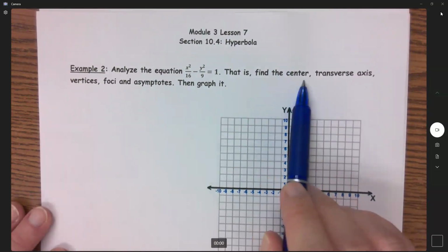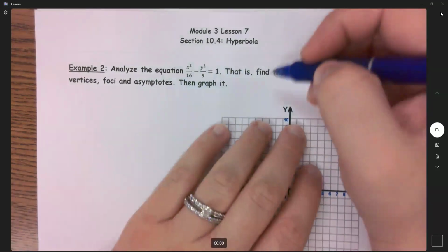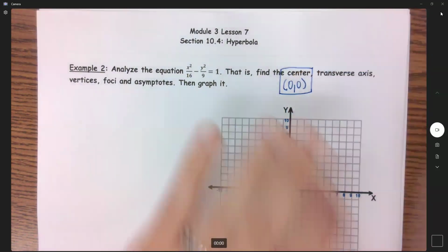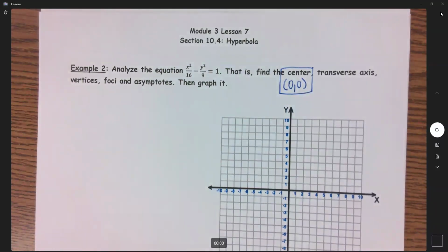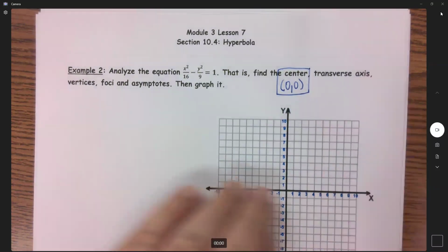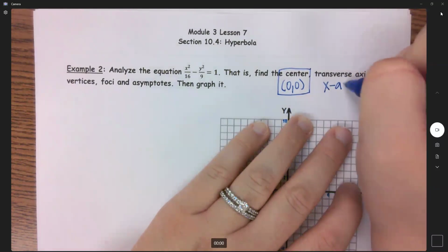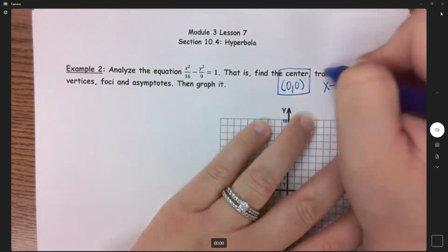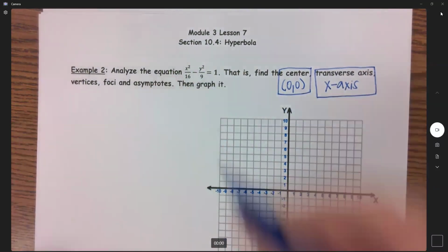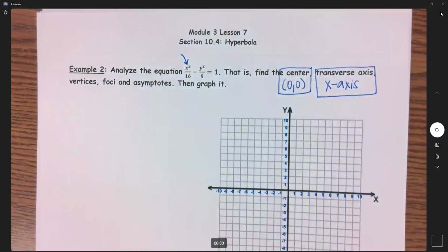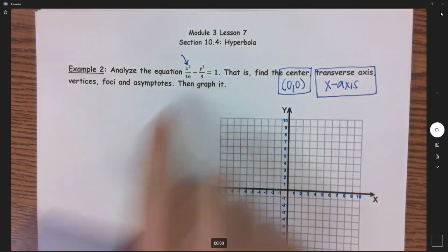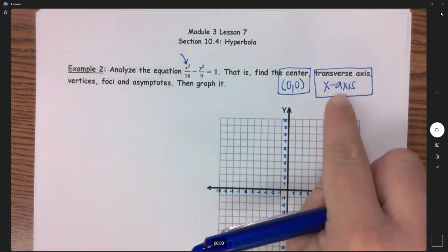Well, right off the bat, I do know the center because it's just x squared, y squared. That makes the center 0, 0. I also know the transverse axis. The transverse axis is the x-axis. And I know that not because of the 16, but because x squared is first. So even if this 16 and 9 were switched, it would still be an x-axis for the transverse axis.